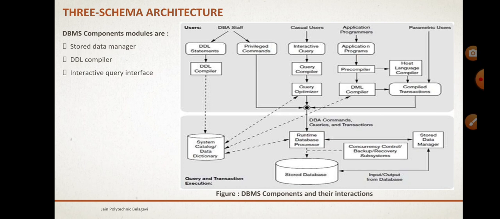Next one is the DDL compiler. The DDL compiler processes schema definitions specified in the data definition language and stores descriptions of the schemas in the database management catalog. Next one is the interactive query interface. This interface may be used to generate the interactive query automatically. These queries are parsed and validated for correctness of the query syntax by a query compiler.